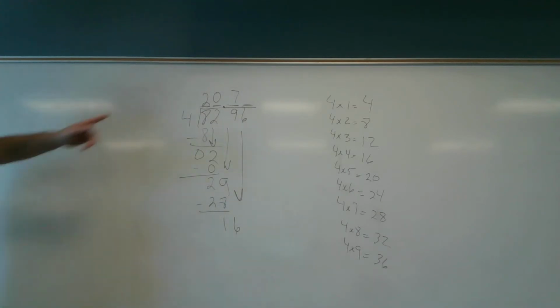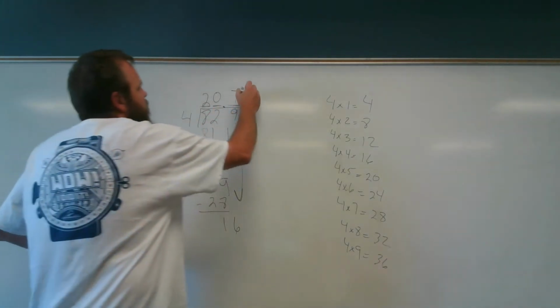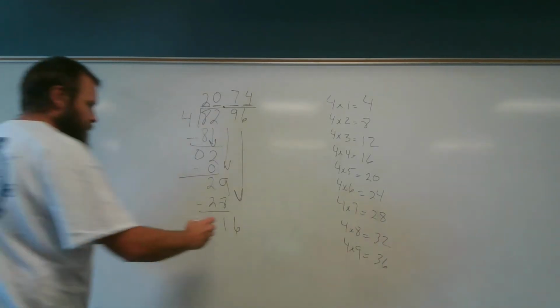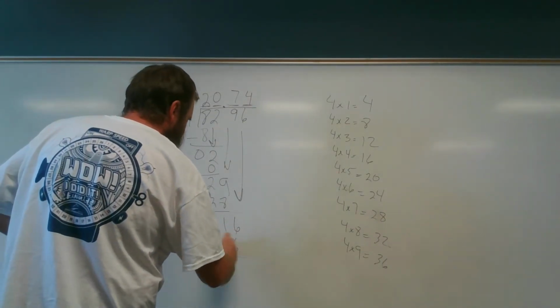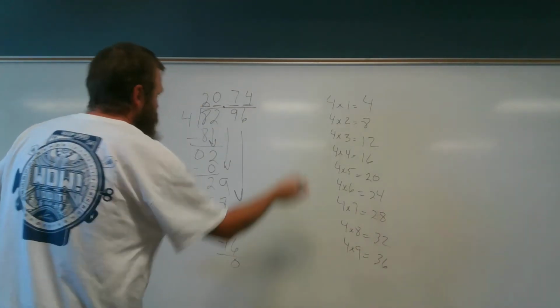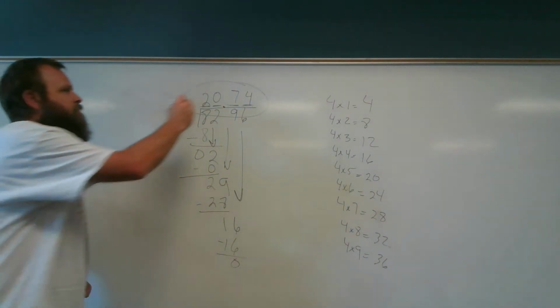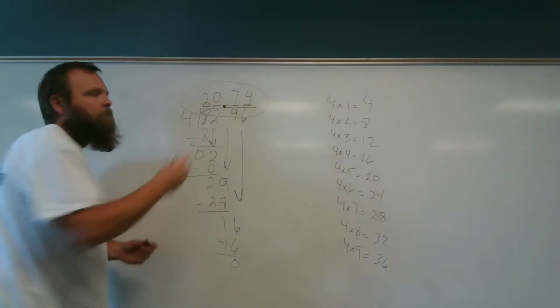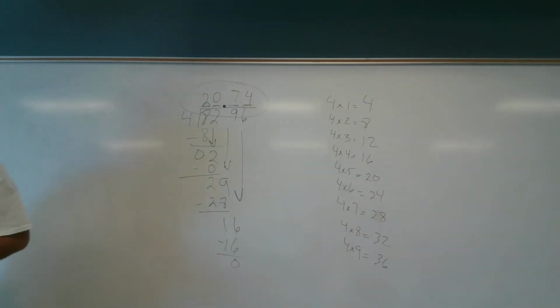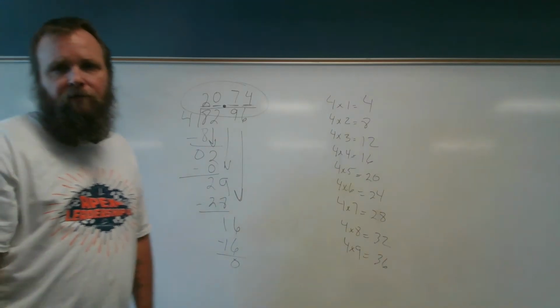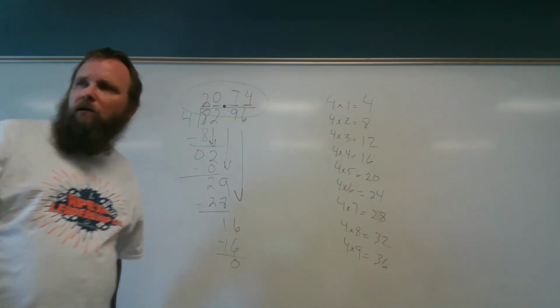Now I need to take 4 into 16. That's 4 times. And 4 times 4 is? 16. And I'm done. I have nothing else to bring down. So my quotient is, how do I say this number? I did it! 20 and 74 hundredths. Rock on.